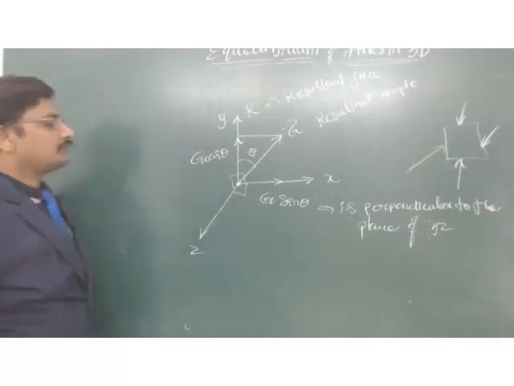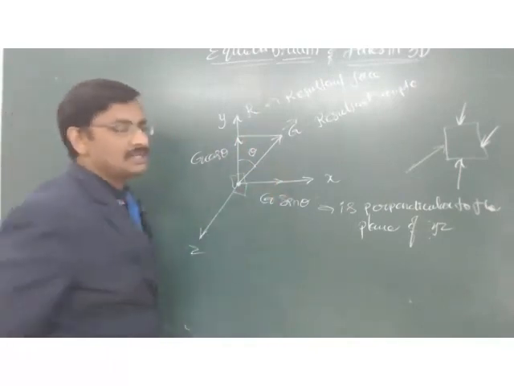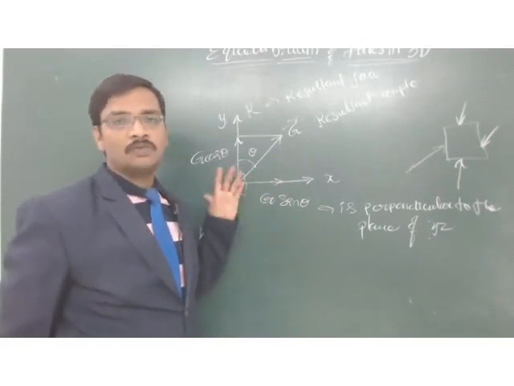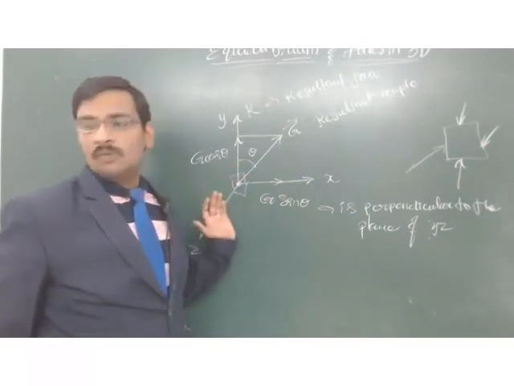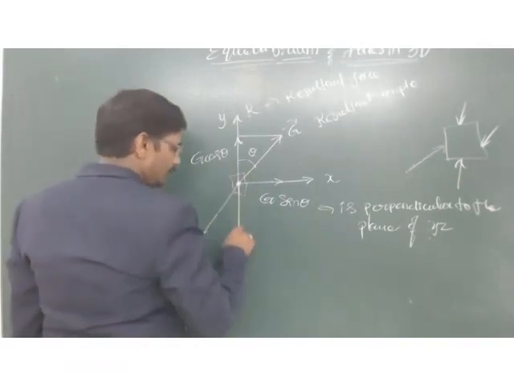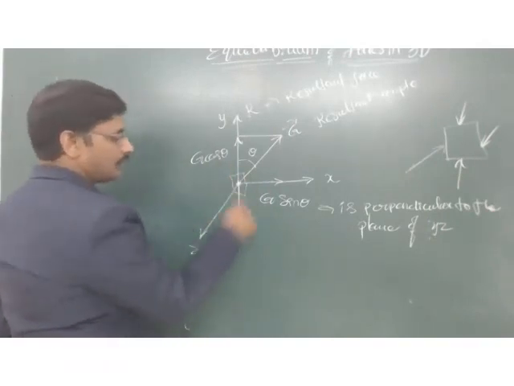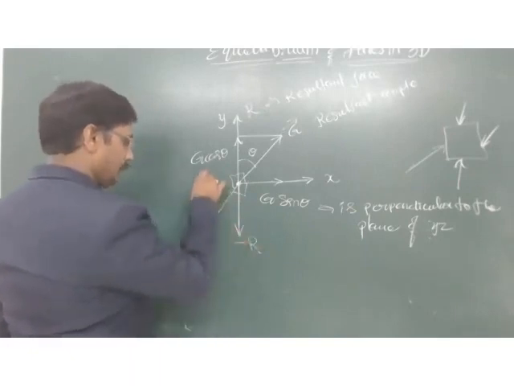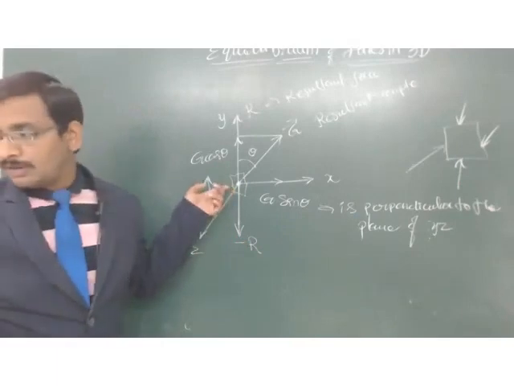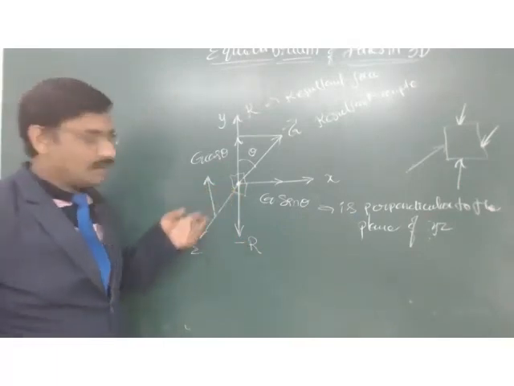Now, let us say this G sin theta is the resultant of the moment of the forces acting on the yz plane. For that, I will draw an equivalent force of minus R here and plus R here. See this, these two are perpendicular to each other. I have drawn them in a slanted manner.